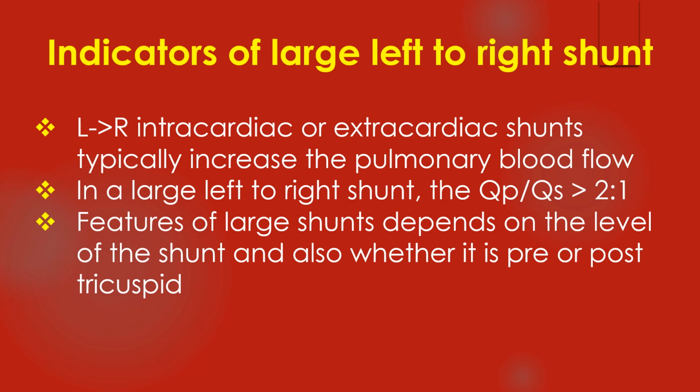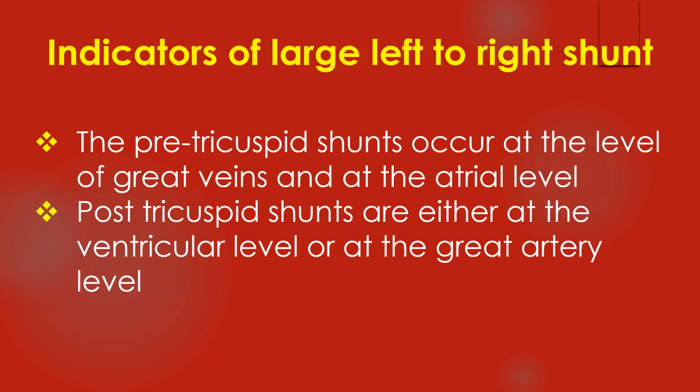In a large left-to-right shunt, the Qp by Qs, that is the ratio of pulmonary to systemic blood flow, is more than 2:1. Features of large shunt depend on the level of the shunt and also whether it is pre or post tricuspid. Pre-tricuspid shunts occur at the level of the great veins and at the atrial level. Post-tricuspid shunts are either at the ventricular level or at the great artery level.